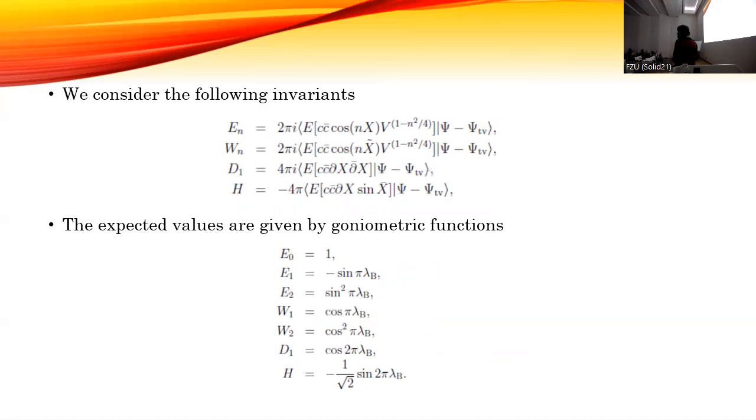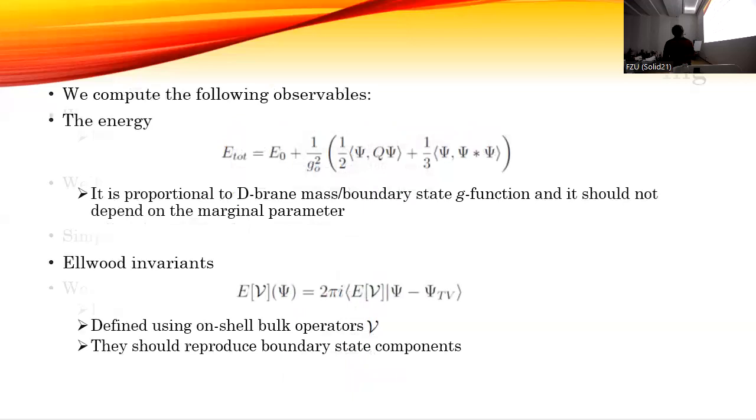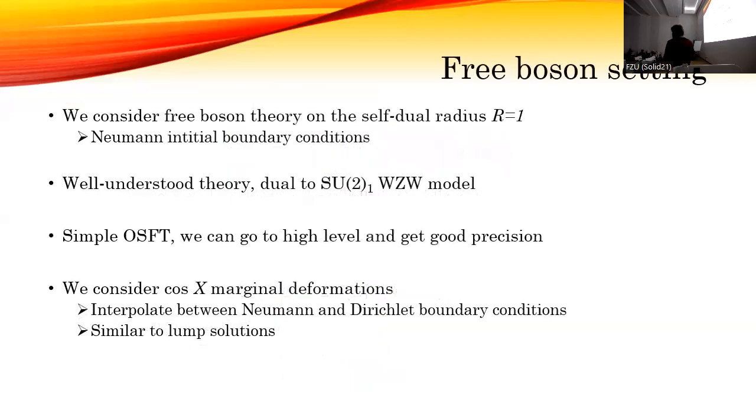Okay, and just a question about the previous slide, it's very naive. You say you're going to interpolate between Neumann and Dirichlet boundary conditions, right? Right, by turning on this cos X. So it's like going from a D1 brane to a D0 brane? Yes, roughly. But their tensions are different, right?